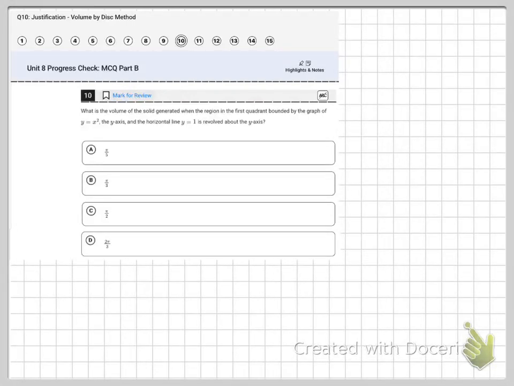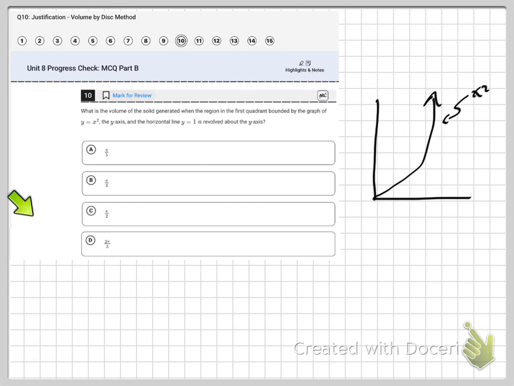Here we got another volume of revolution, but we have a scary revolution about the y-axis. Actually, it's not that scary, so let's get to it. It says that we're dealing with the function x squared, or I should say the curve, the graph, whatever. And it's bounded by the y-axis and the horizontal line at y equals 1. Well, not it, the area is bounded by these lines. And so there's your y equals 1 line, and there's your area.